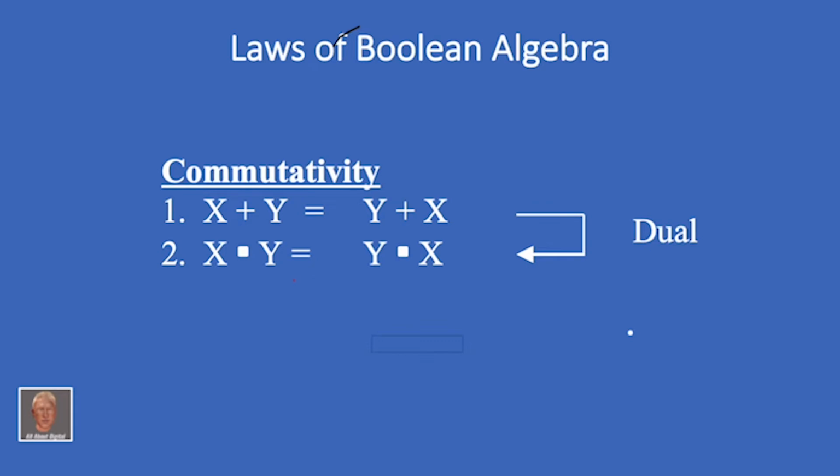Okay, now we're going to talk about the laws of Boolean algebra. Commutativity is the same in Boolean algebra as it is in normal algebra. That is, x plus y equals y plus x. You can interchange x and y, the order of x and y, and you don't change the value of it. The same with x times y equals y times x. You can change the position of x and y, and it doesn't change the value of the function. This is the dual. Number 2 is the dual of number 1.